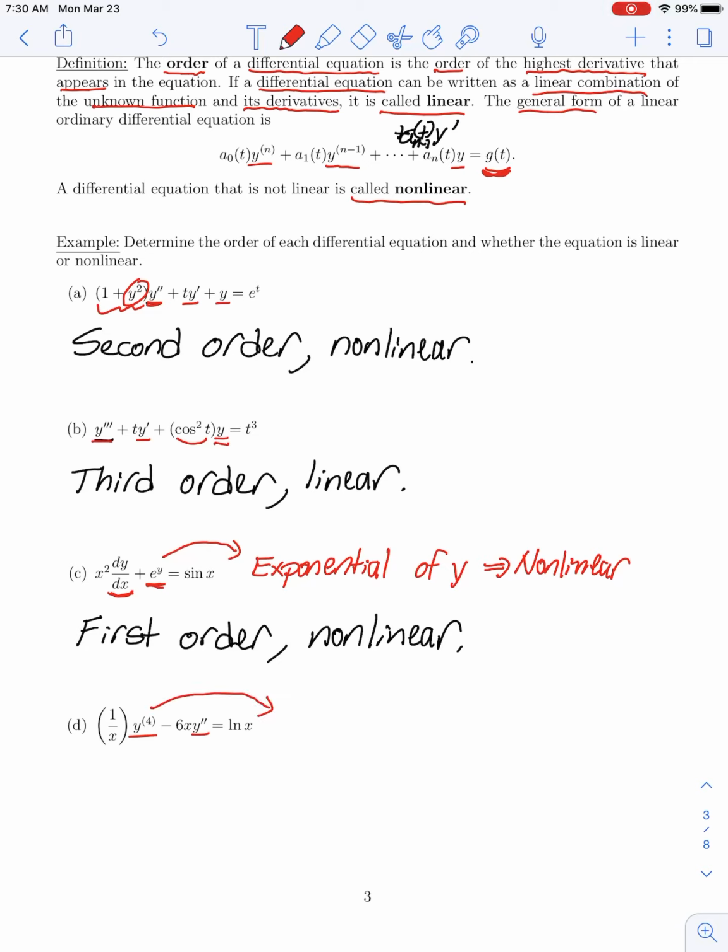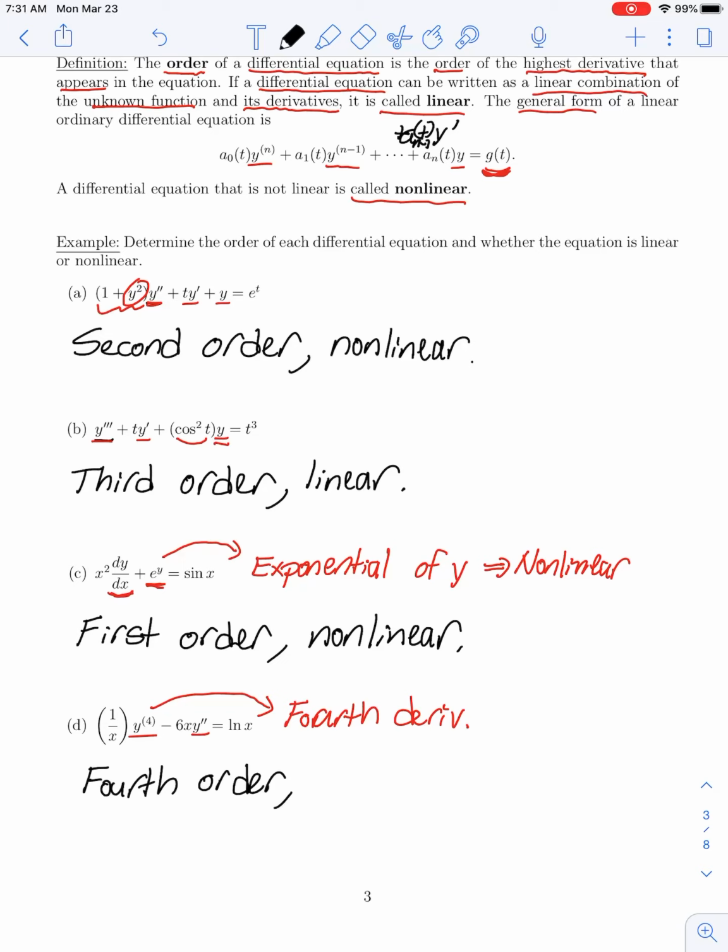So recall that this is notation for the fourth derivative of our function. Since our differential equation involves the fourth derivative, and that is the highest order derivative which appears, this would be a fourth order differential equation.